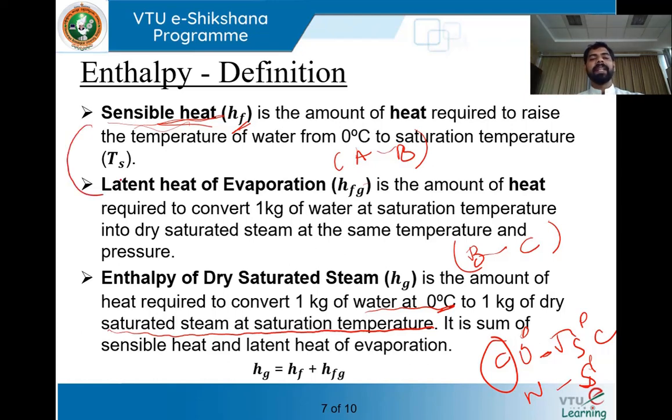So sensible heat plus latent heat. Sensible heat to rise from 0 degree to TS degree centigrade. Then latent heat to convert water at TS degree centigrade to steam at the same TS degree centigrade. It will be completely converted into steam. So the total amount of heat that is required to convert water from 0 degree centigrade to dry saturated steam at the saturation temperature is what we call the enthalpy of dry saturated steam, denoted by HG, because once we reach this point C, it will be completely steam particles. Therefore, it is nothing but the summation of sensible heat and latent heat of evaporation. So therefore, HG is given by HF plus HFG. So this is how we measure the enthalpy of steam.